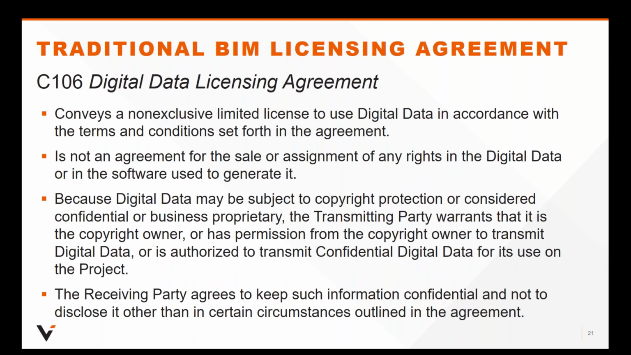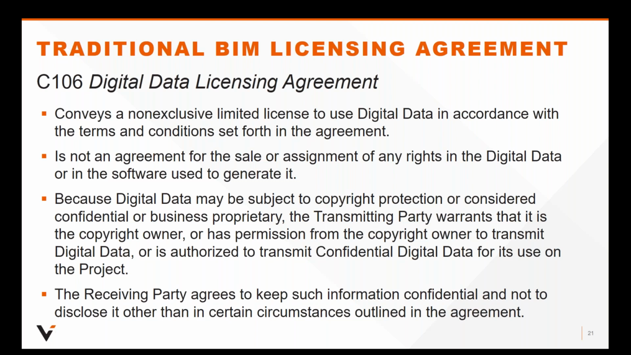Now, I mentioned the C106 that has been around for a while. It was updated this time around. The 2022 version is similar to the 2013 version with some minor modifications. The C106 really serves as a licensing agreement between two parties who otherwise have no existing licensing agreement for the use and transmission of digital data, including instruments of service. So, if people are signing contracts, they're part of the contractual chain, and they have certain rights to use that information. If you're outside of that chain of contractual agreements, then you need something else, and you need a licensing agreement, and that's what the C106 does.